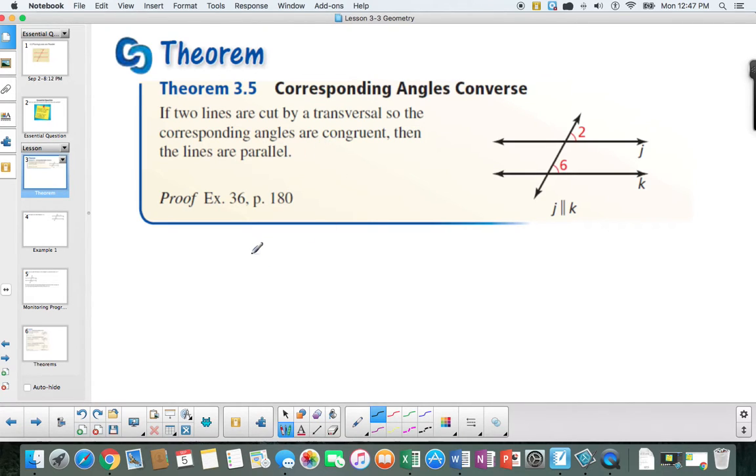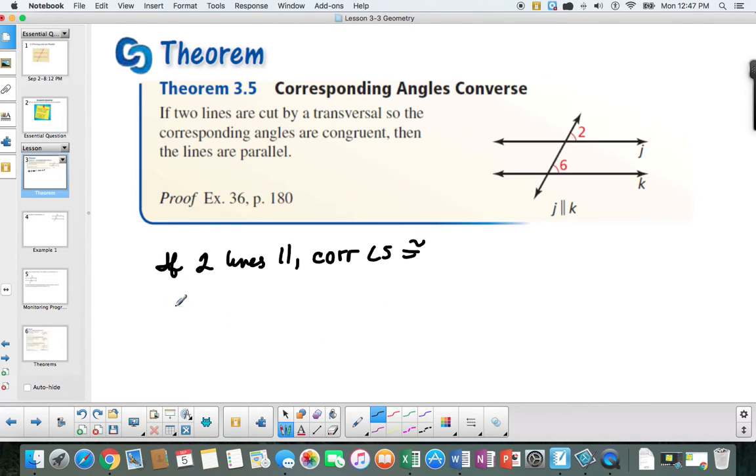We're not going to prove it in this chapter. We'll save it for another chapter. Let's compare it to the theorem that we've had before. Before we had a theorem that went like this. If two lines are parallel, then corresponding angles are congruent.